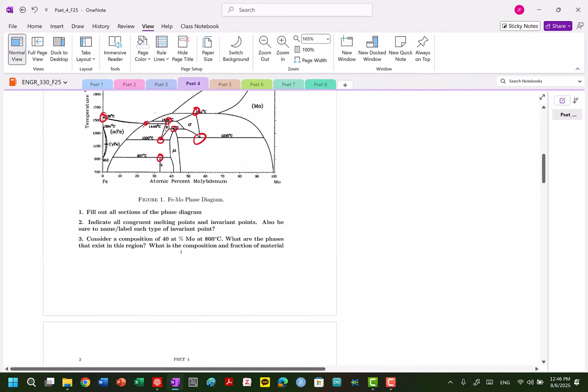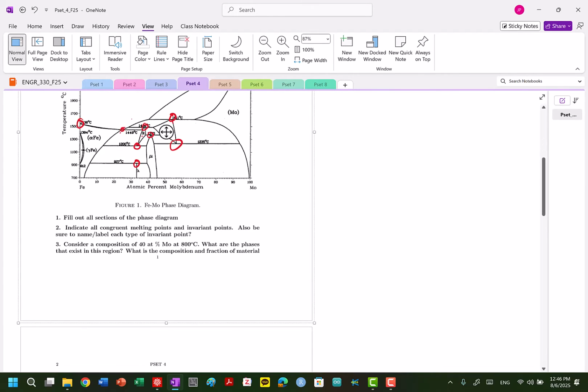Great. Consider the composition at 40% molybdenum and then at 800. So basically, let's just put it right in the middle here. So at 800, what are the phases here? So the phases are mu and lambda. So this is phase one. We're in a two-phase region here. What is the composition and fraction of the material?